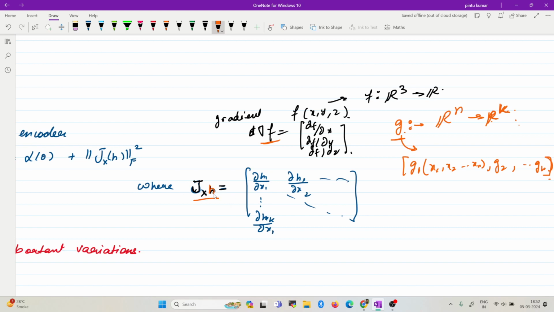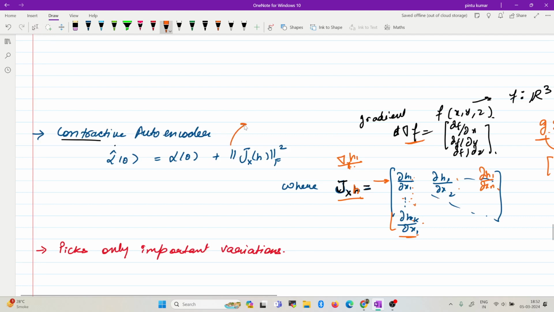So this would look something like this. Here my h is a function of x1, x2, xn. So this is del h1 by del xn. The first row is the gradient of h1 with respect to your x. So this is del h1 by del x1, del h1 by del x2, and so on. Again, the second row is del h2 by del x1, and so on. The last element over here you can see as del hk by del x1. This is something that is known as the Jacobian.